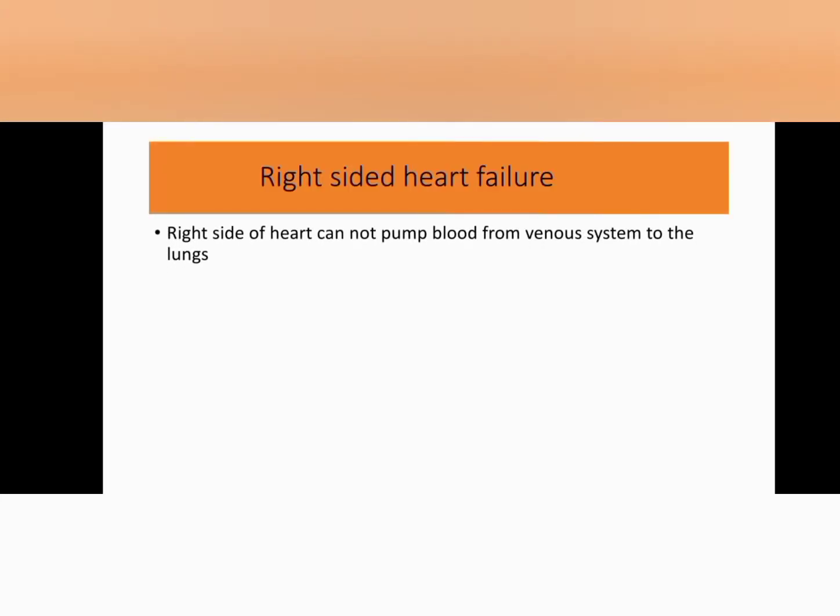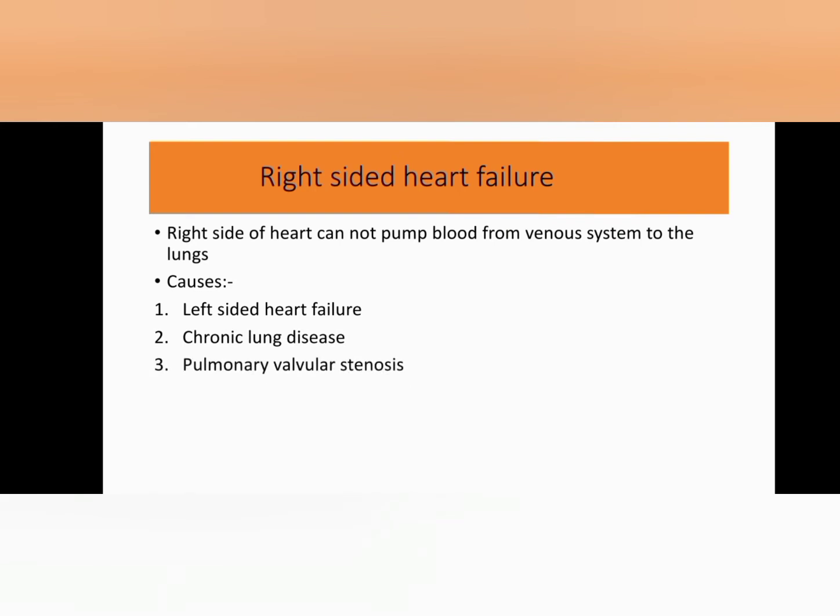This is also called a backward failure because the right side of the heart cannot pump blood from the venous system to the lungs, and blood accumulates in the venous system. Causes of right-sided heart failure are left-sided heart failure, which is the most common cause, chronic lung diseases, pulmonary valvular stenosis, and pulmonary embolism.